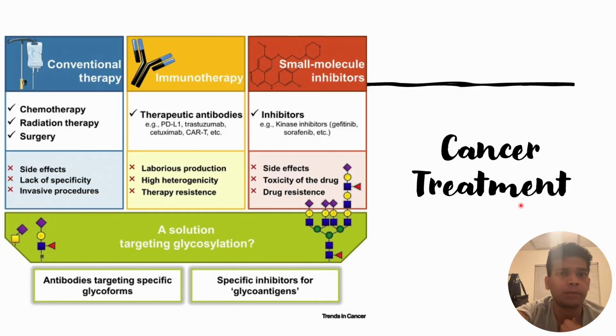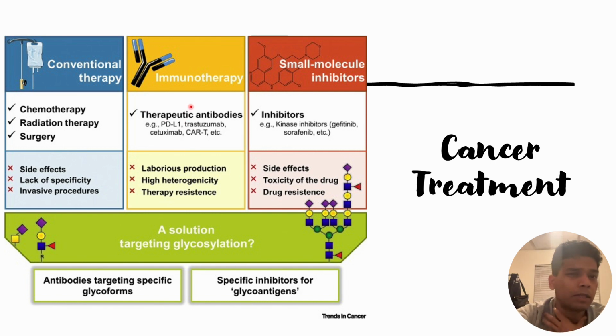So now let us briefly understand what cancer treatments are available, what their disadvantages are, and what the next possible solutions are. The conventional therapies for cancer treatment are chemotherapy, radiation therapy, and surgery. The problems with these therapies are the side effects, lack of specificity, and invasive procedures that will not cure the cancer completely, whereas some parts of tumors are left within the patients that will regrow themselves and infect the individuals again.